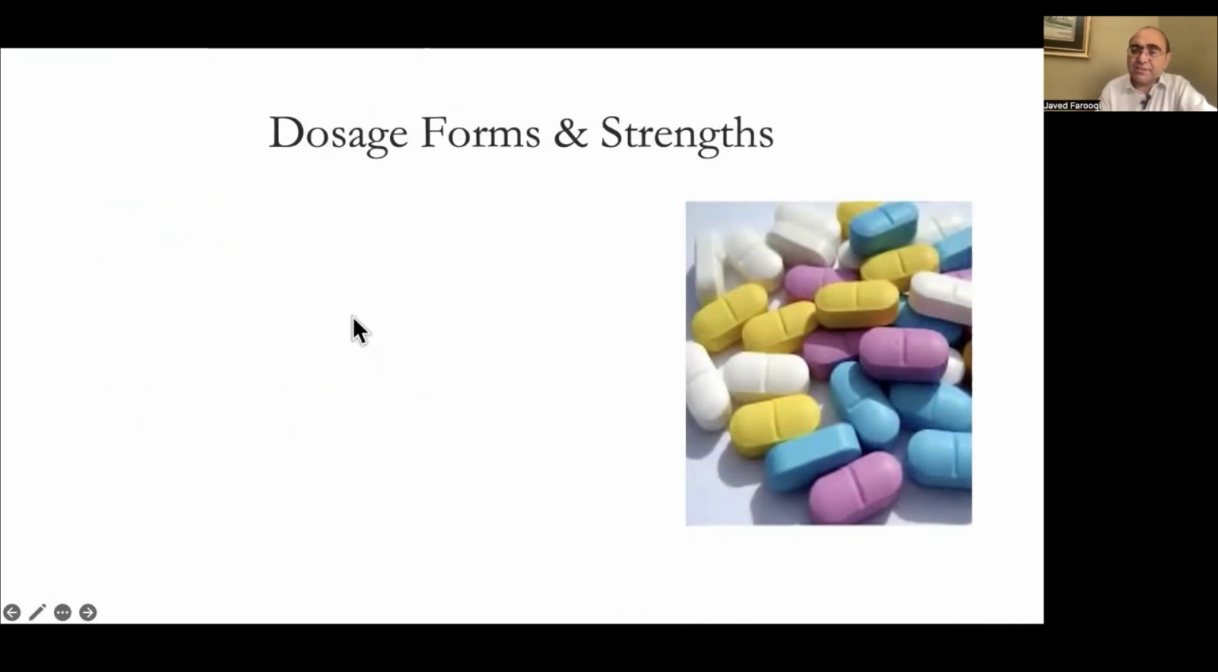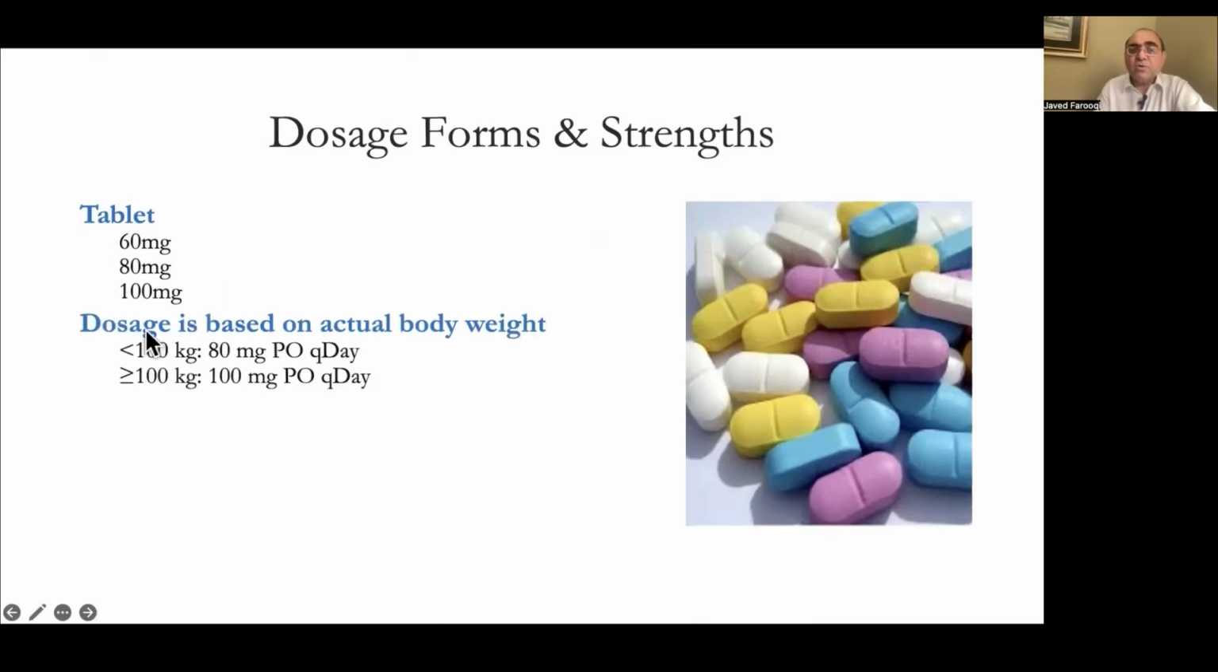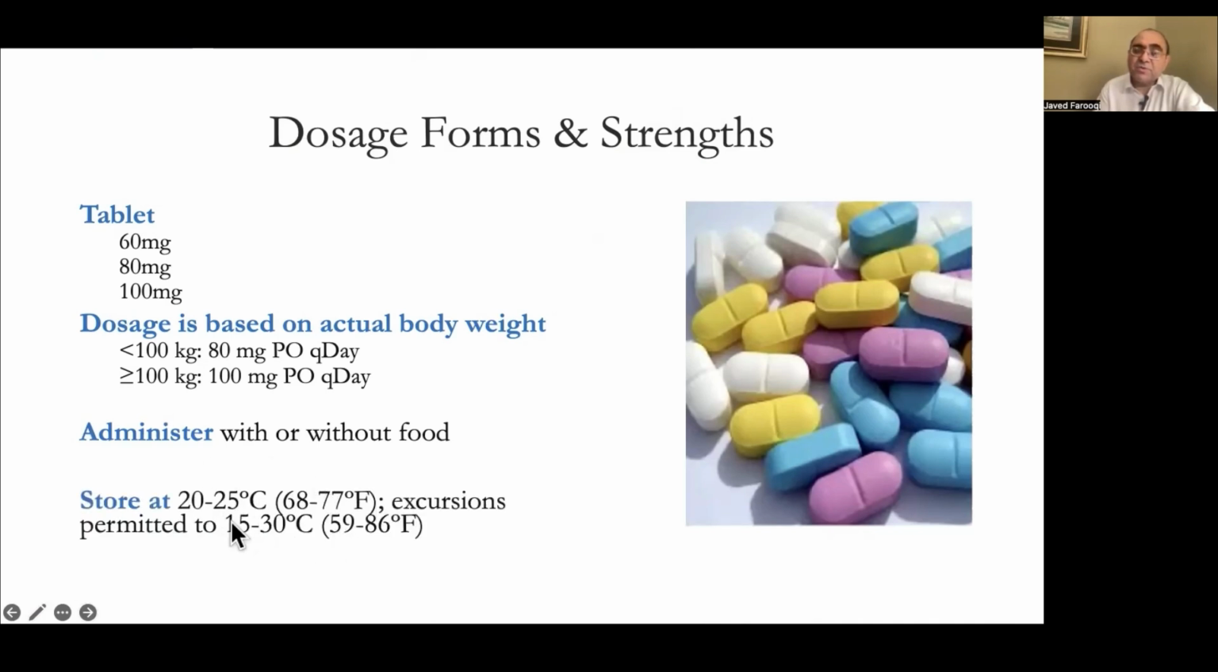Dosage forms and strengths. It is available in tablet form in 60 milligram, 80 milligram, and 100 milligram. Dosage is based on actual body weight. Those weighing less than 100 kg, it's 80 milligram per oral per day. And for those whose weight is 100 kg or more, it's 100 milligram per oral per day. It's administered with or without food, and it should be stored at 20 to 25 degrees centigrade, and excursions permitted to 15 to 30 centigrade.